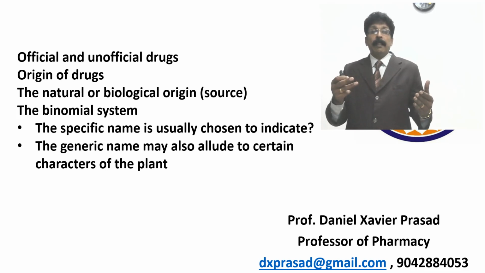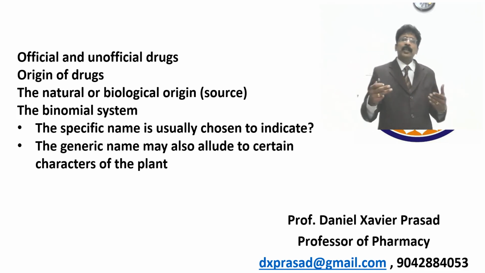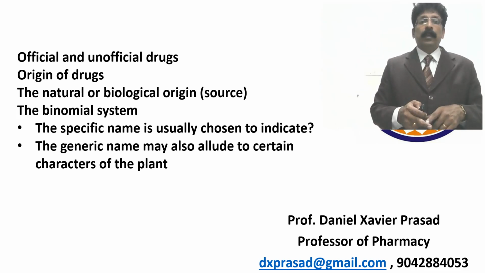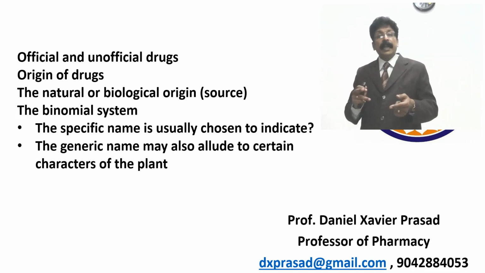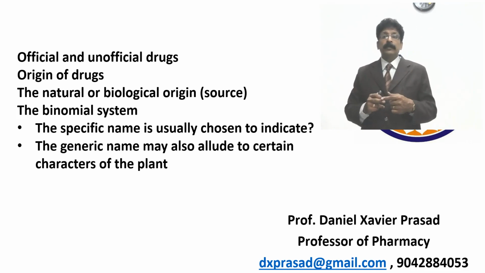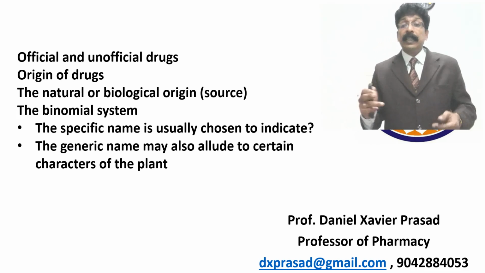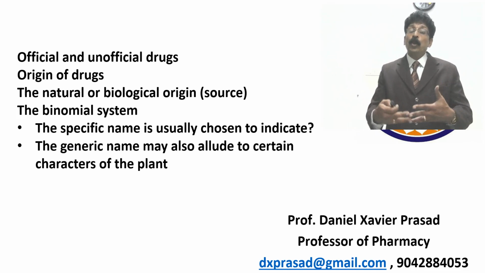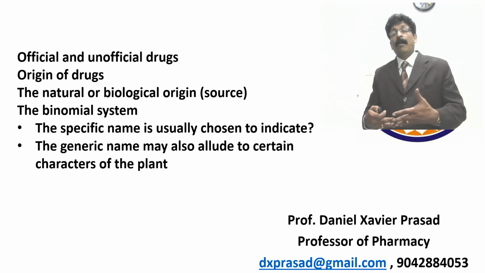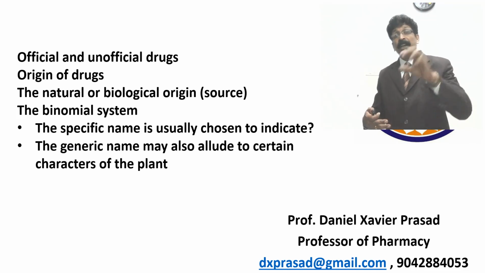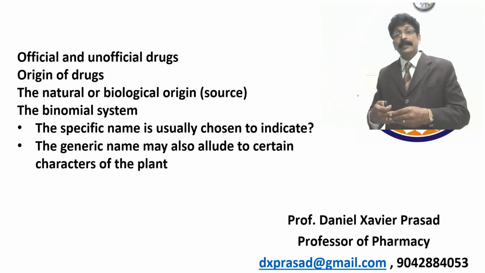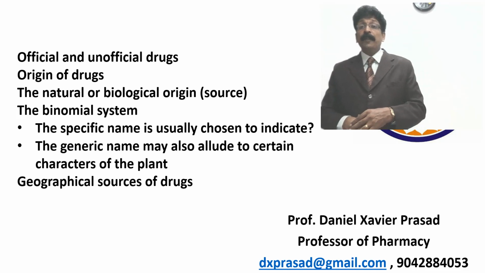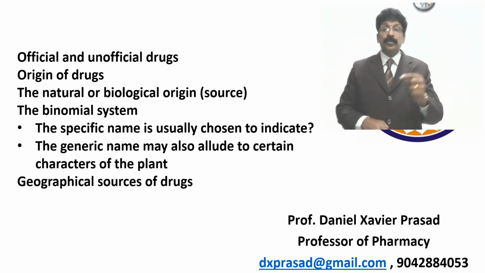The specific name is usually chosen to indicate what in the drug, and the generic name may also allude to certain character of the plant. Allude means which denotes, or which points out, or which identifies certain characteristics of the plant. And geographical source of the drugs also, we should know this.